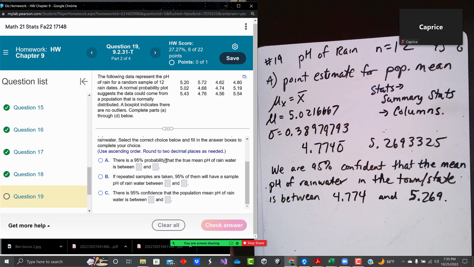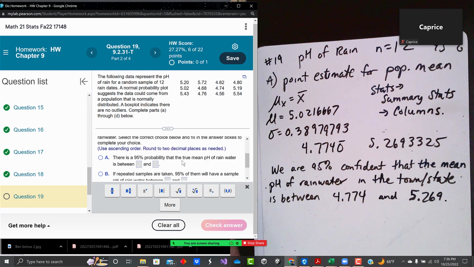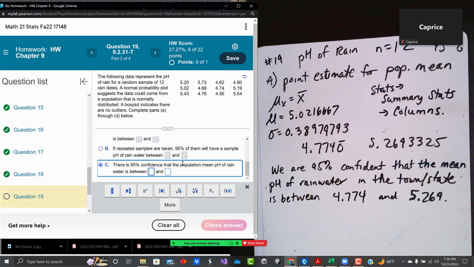A says 95% probability. We don't want it to say probability. We want it to say confidence. And we shouldn't need to do repeated samples. Just doing one sample should be enough. We are 95% confident that the population mean pH of rainwater is between, how many decimal places do they want? Two. 4.77 and 5.27. Population rainwater is not a very good description, and I think they just did that because they didn't say where the data was collected. Generally, you want it to apply to what you're talking about.